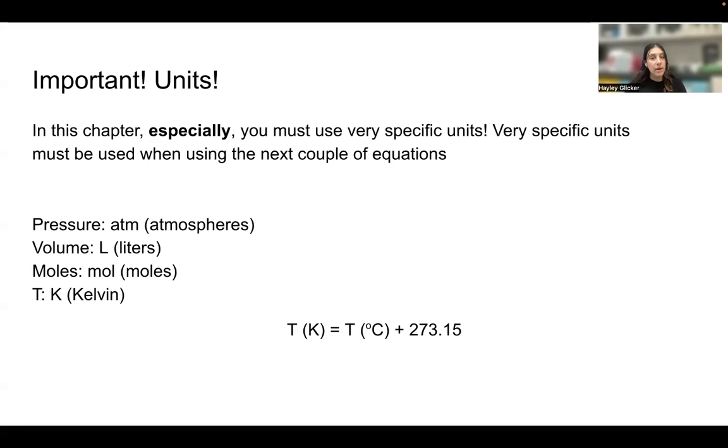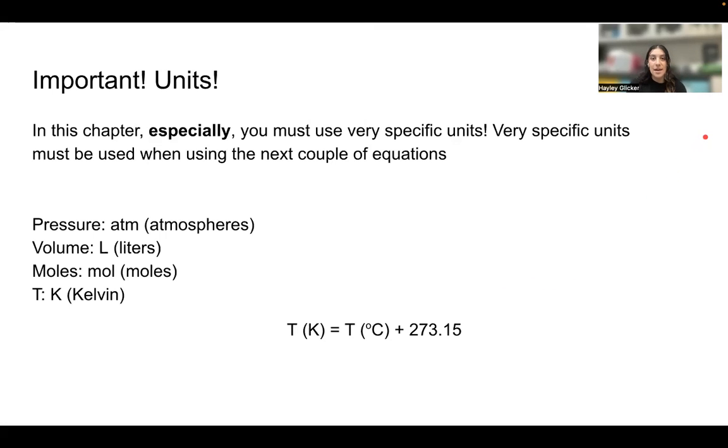So when you plug in pressure from here on out, you have to plug in atmospheres. When you plug in volume, you have to plug in liters. When you plug in moles, the only option is moles. And for temperature, you have to plug in Kelvin. As a reminder, our unit conversion between Celsius and Kelvin is here. To have your temperature in Kelvin, you need to have the temperature in degrees Celsius plus 273.15.